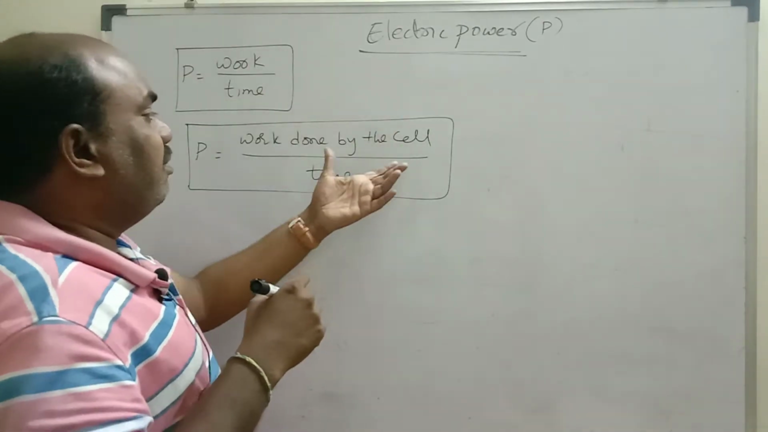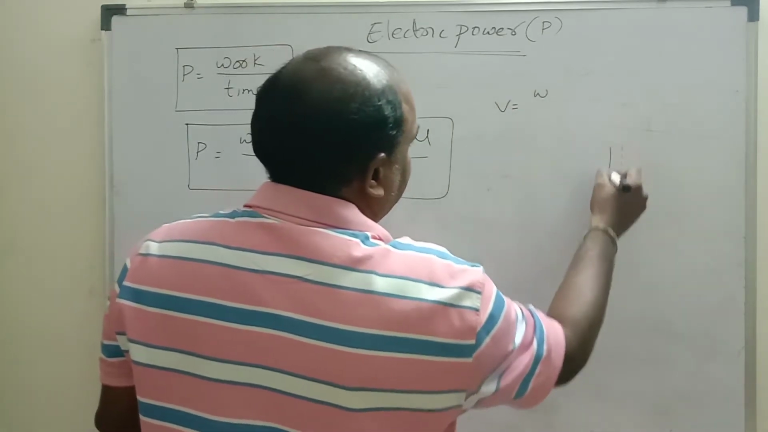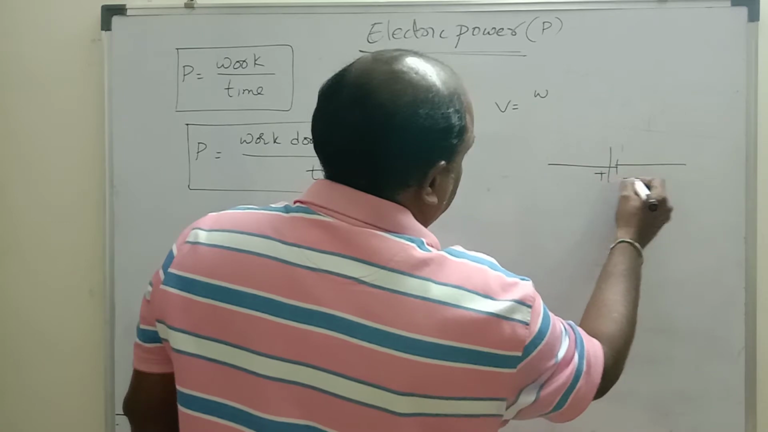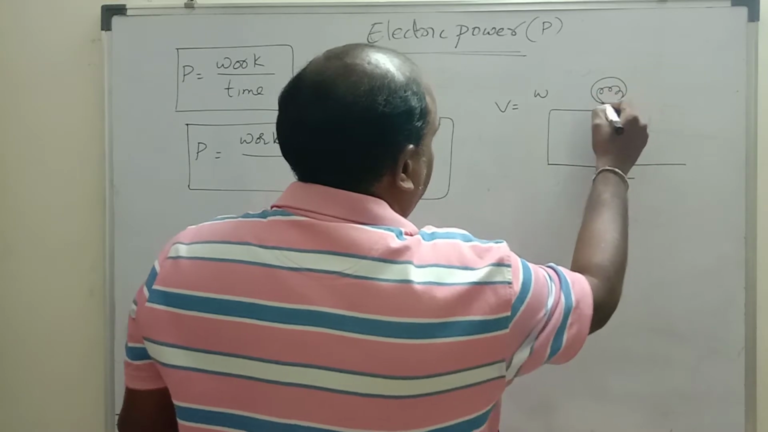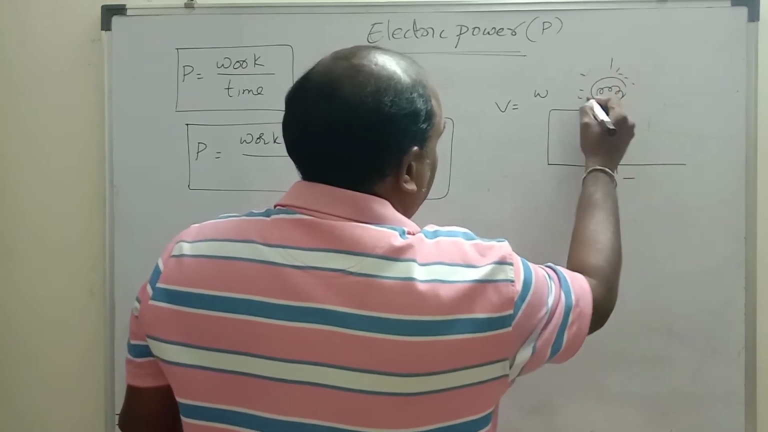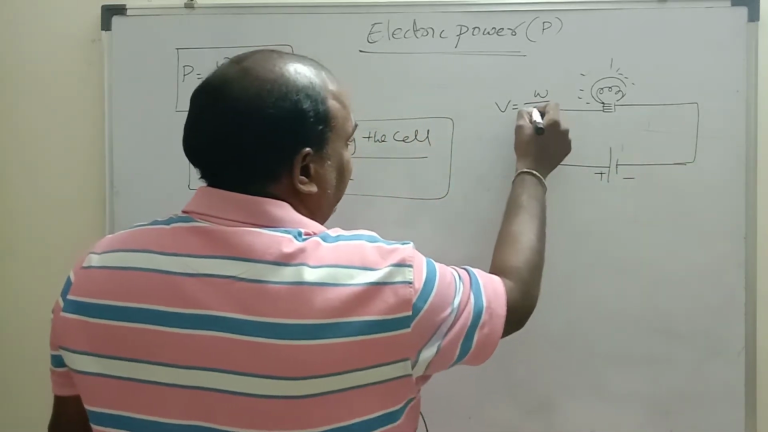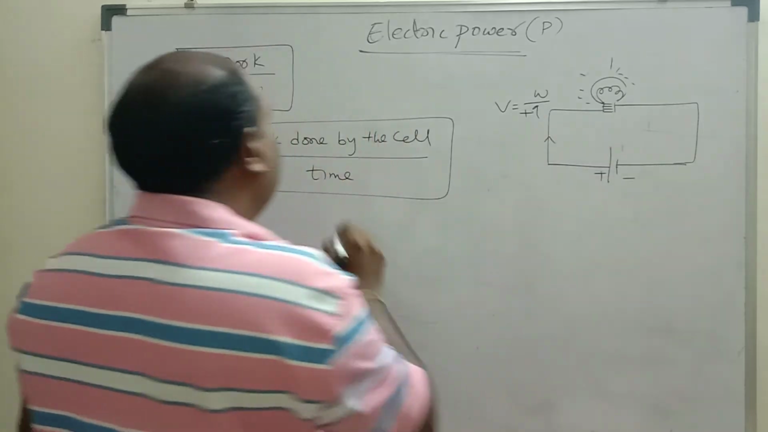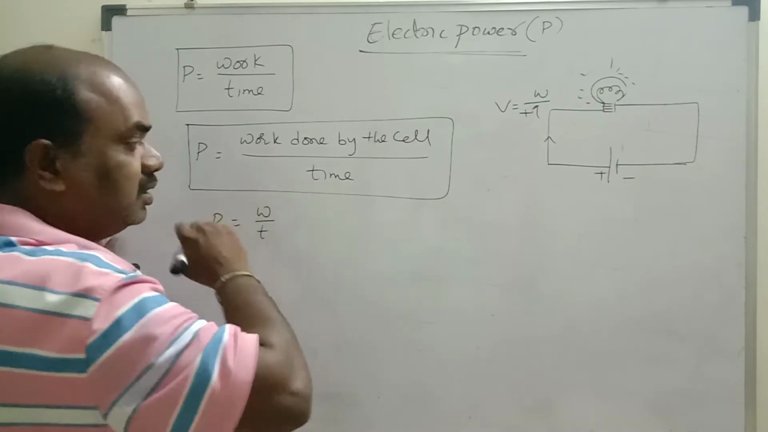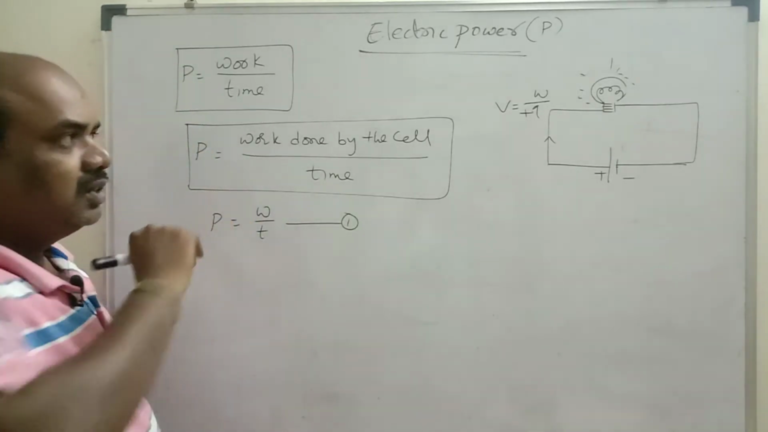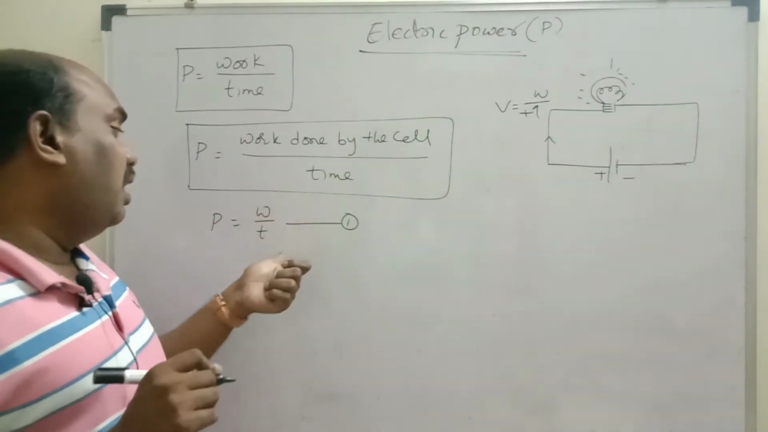What is meant by work done by the cell? We know that potential difference is nothing but work done by the cell. This is the cell, with positive charge and negative charge. Current always flows from battery positive to negative. This is the consumer. The bulb glows because of some potential energy supplied by the battery. That means the battery is doing some work to bring one unit positive charge from one point to another point. So P is equal to W by T. This is the first formula for power: power is equal to work done by the cell by time.